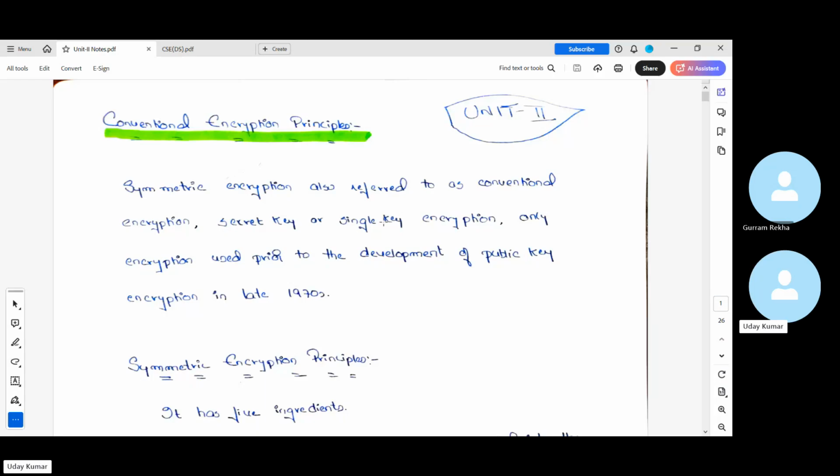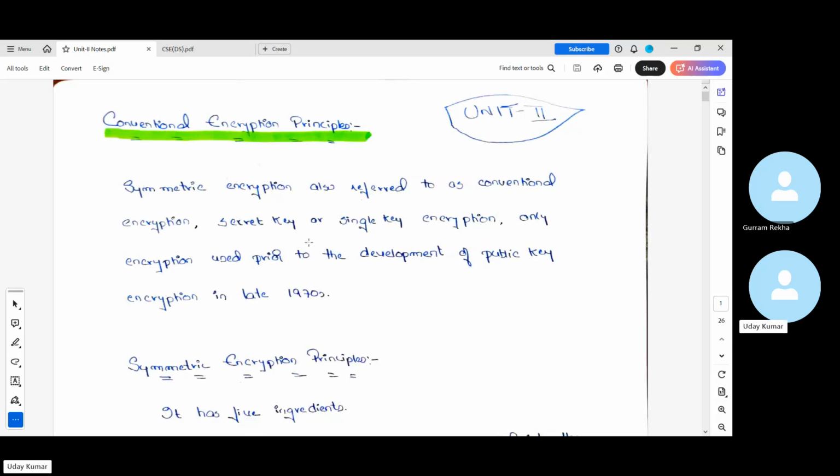So let's see what unit to have, and let's have an explanation on this second unit. The second unit starts with the conventional encryption principles. Here you'll be learning symmetric encryption, also referred to by the word conventional encryption.